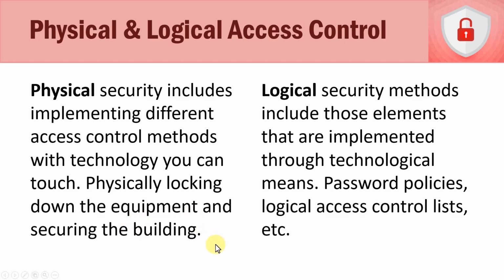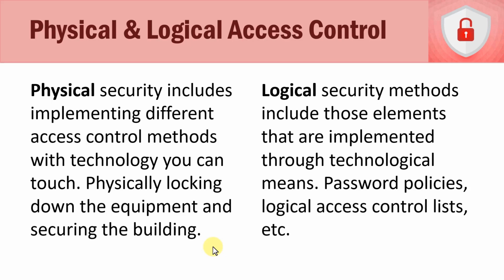Now let's talk about physical versus logical access control, and let's compare and contrast those. So physical access control or physical security includes implementing different access control measures with technology you can touch. So when I'm talking about technology you can touch, we're talking about security cameras, locked doors, fences and so forth. So anything that involves us physically locking down and securing our equipment or our building and property, that's going to tie into physical access control and physical security.